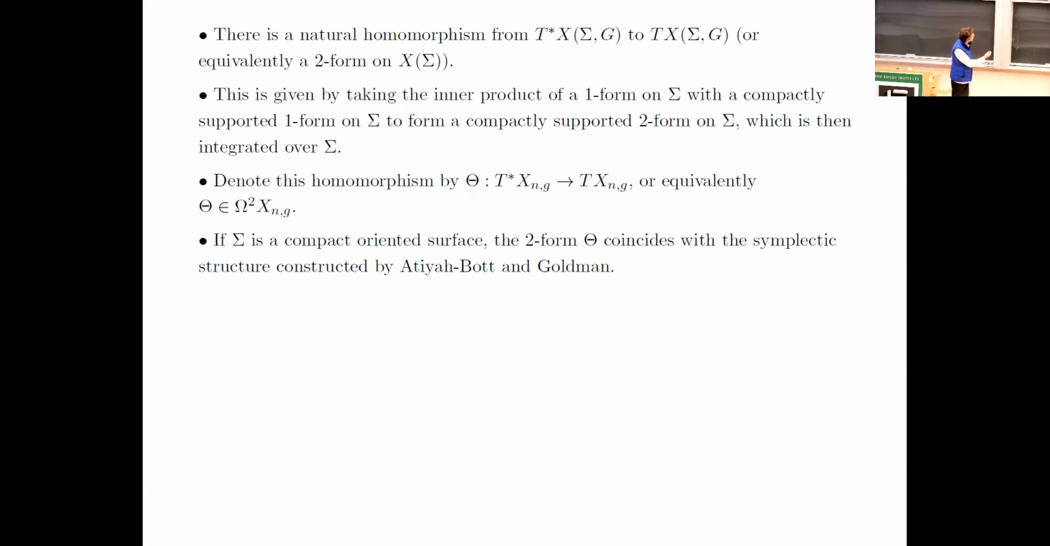I'll denote this homomorphism by capital theta. So this goes from the cotangent bundle to the tangent bundle. Or you could write it as a section of the space of two forms of X and G. And in the case where sigma is a compact oriented surface, no boundary, then theta coincides with the symplectic structure that was constructed by Atiyah, Bott and Goldman.